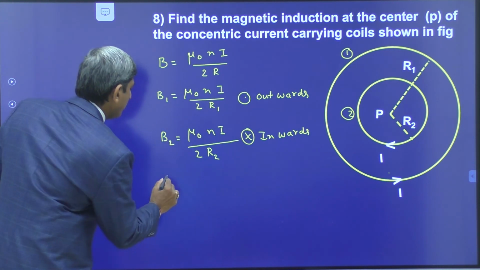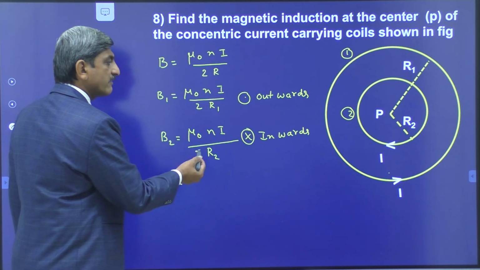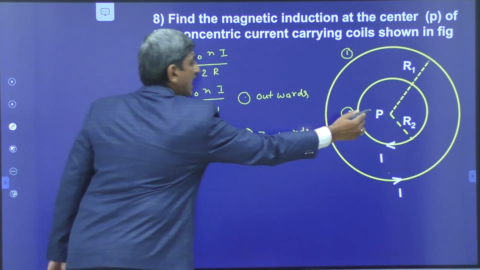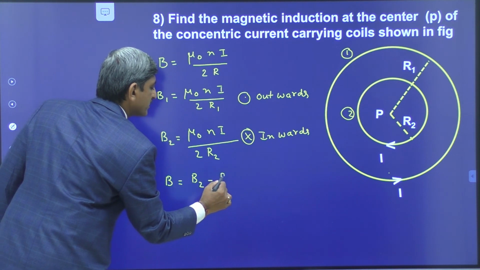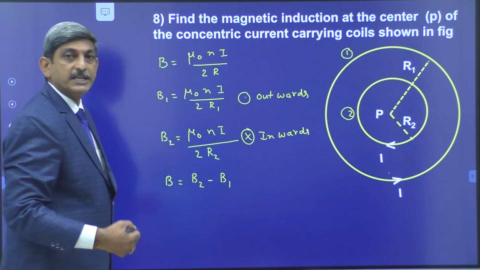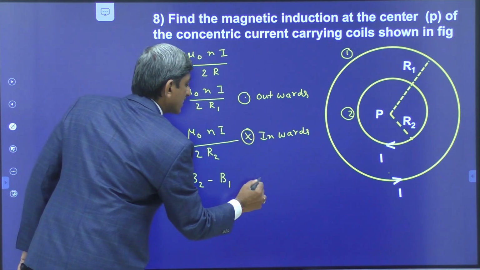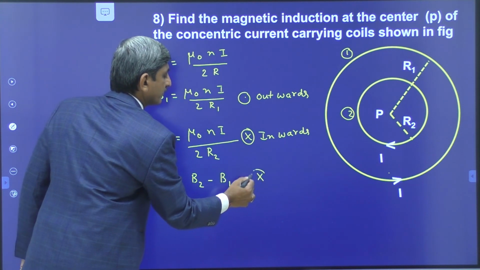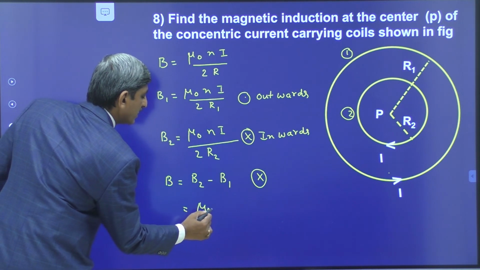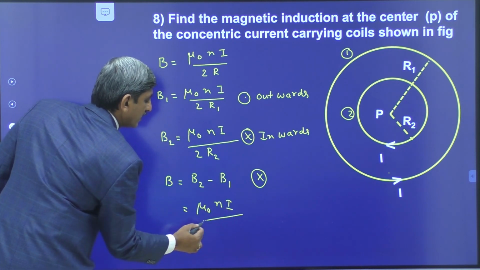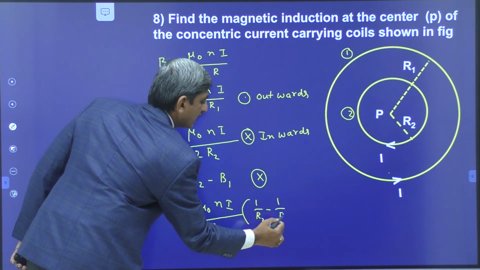That's why the resultant field B is equal to larger value minus smaller value. Here R2 is smaller, that's why B2 is larger. So B is B2 minus B1, and the resultant will be in the direction of the larger magnetic field. B2 is acting inwards, that's why the resultant also acts inwards. Substitute B1, B2 values in this equation, it becomes mu naught Ni divided by 2 into 1 by R2 minus 1 by R1.